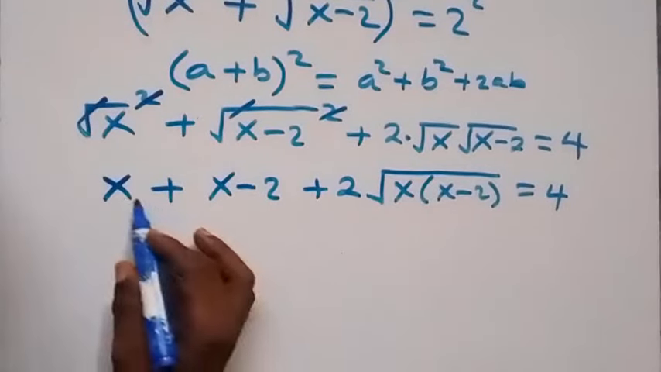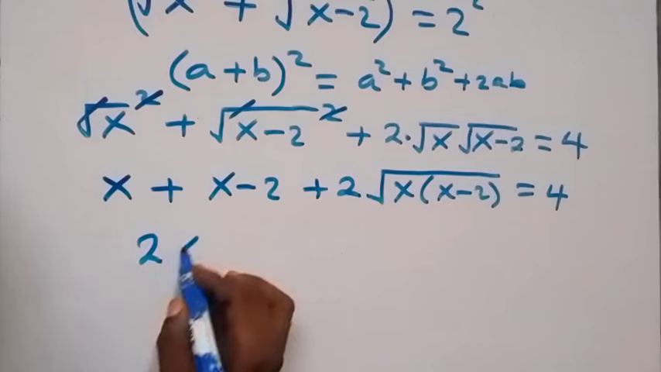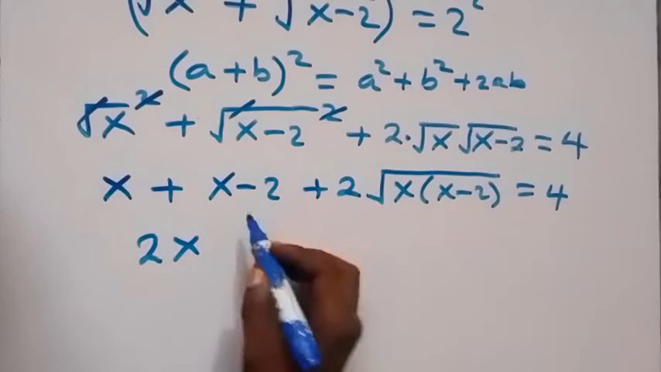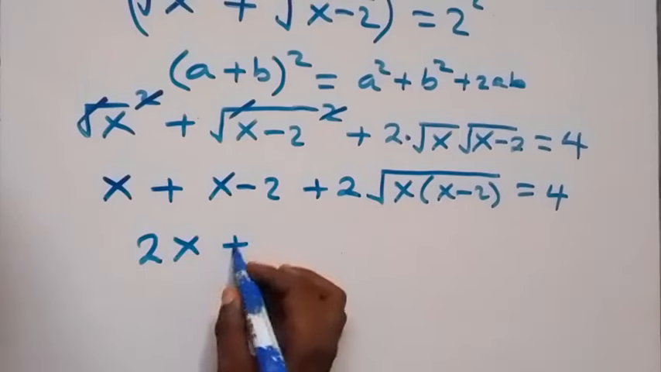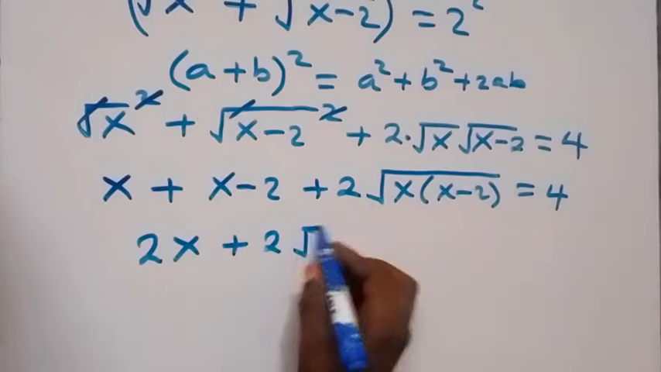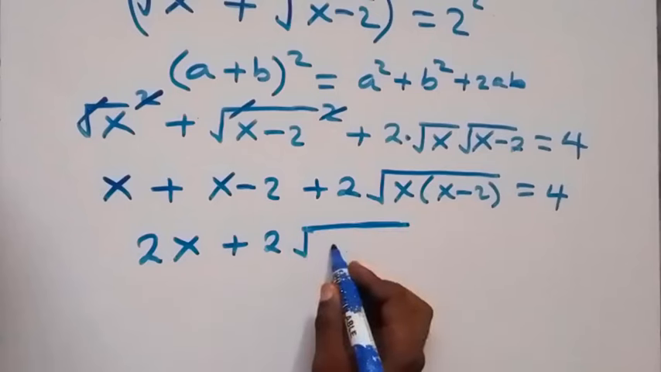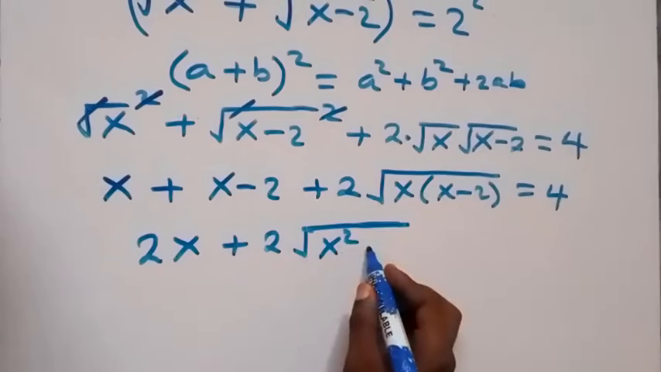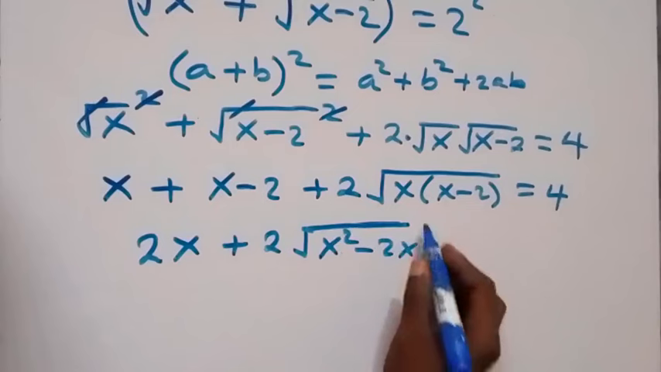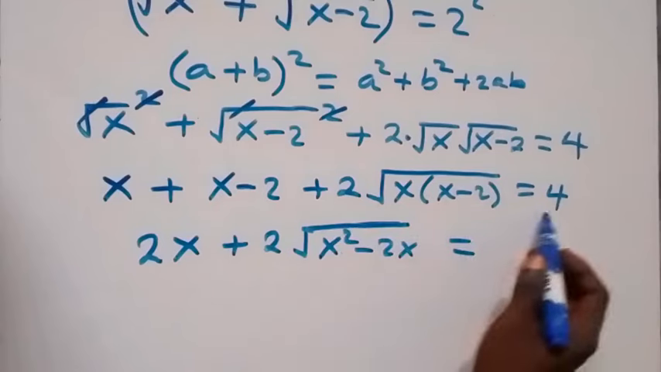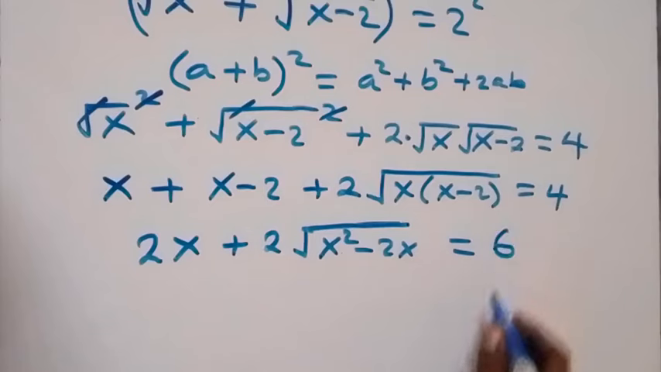Then we have x plus x, that's 2x. We can take minus 2 to that side, it becomes plus, that's plus 2 root. On this side, we have x squared minus 2x. When we open this bracket, equals 4 plus this 2, that's 6.